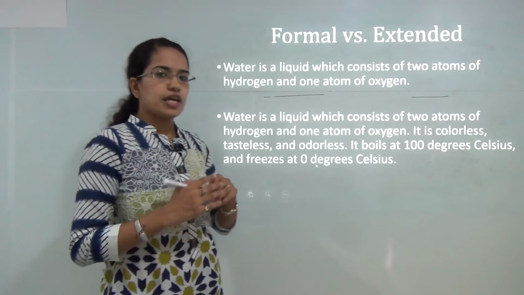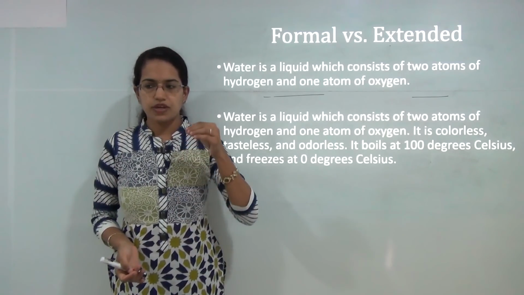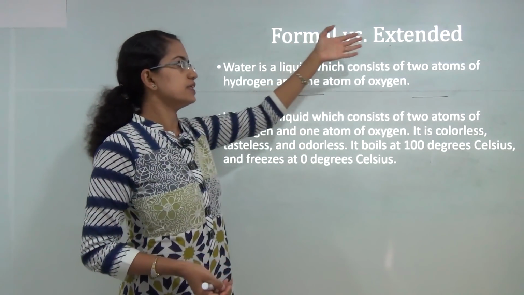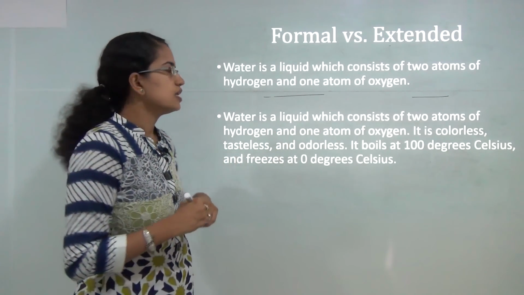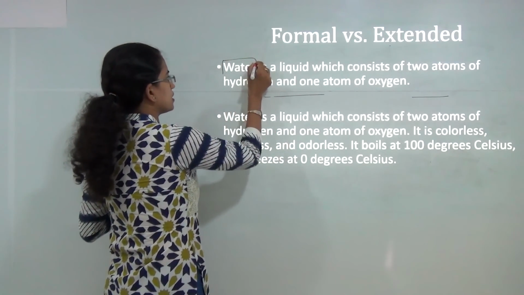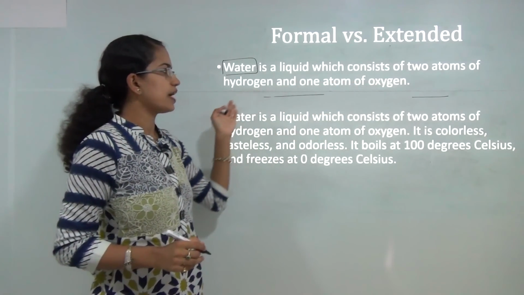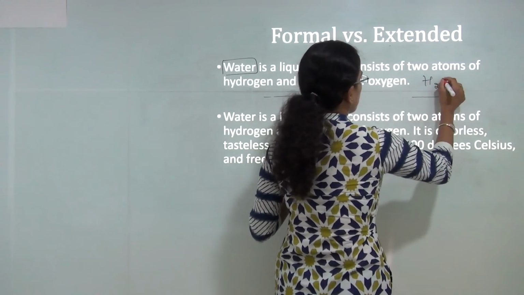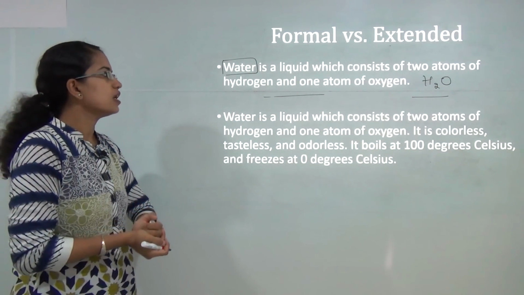Now there can be various types in which I can explain something. We'll start with the very simple ones first. The first is formal versus extended. So if I want to define water, a formal definition of water could say water is a liquid that consists of 2 atoms of hydrogen and 1 atom of oxygen. So I can say H2O, and that is a very formal definition or a very direct definition of water.